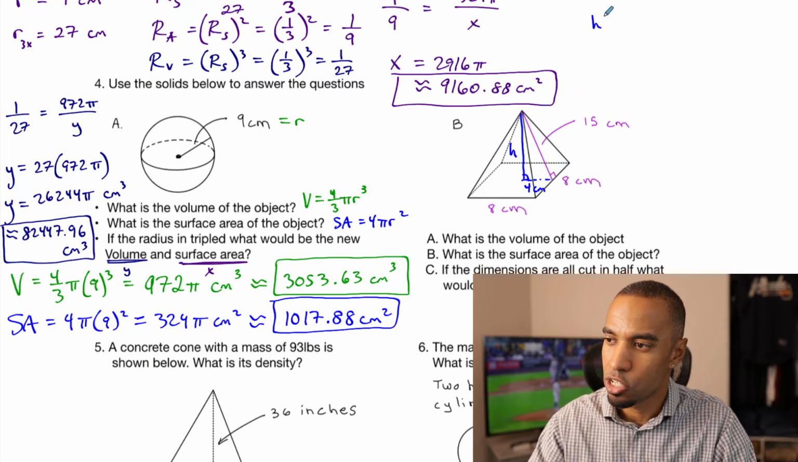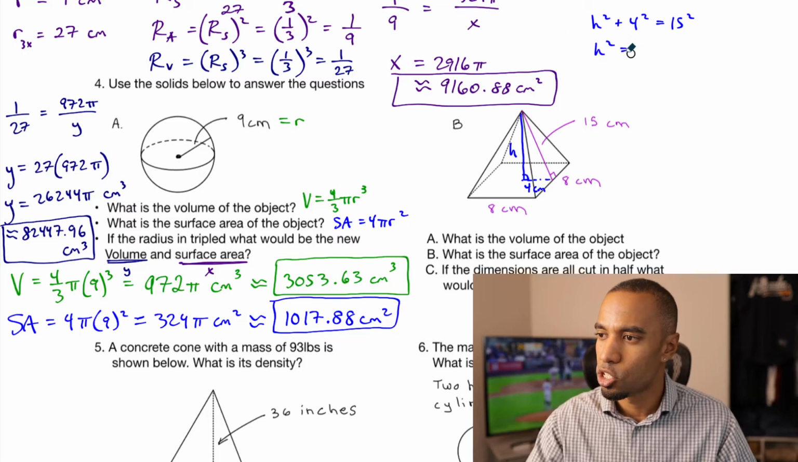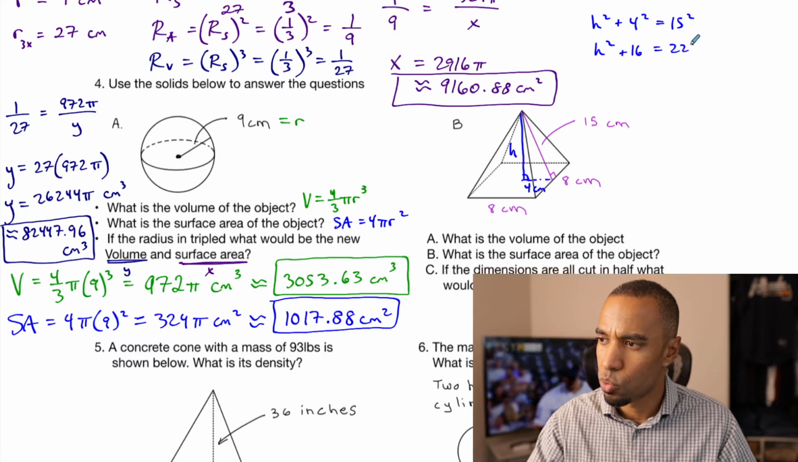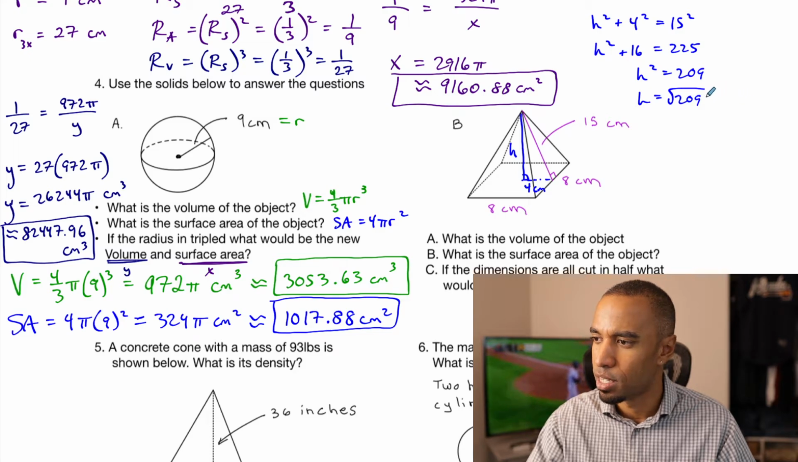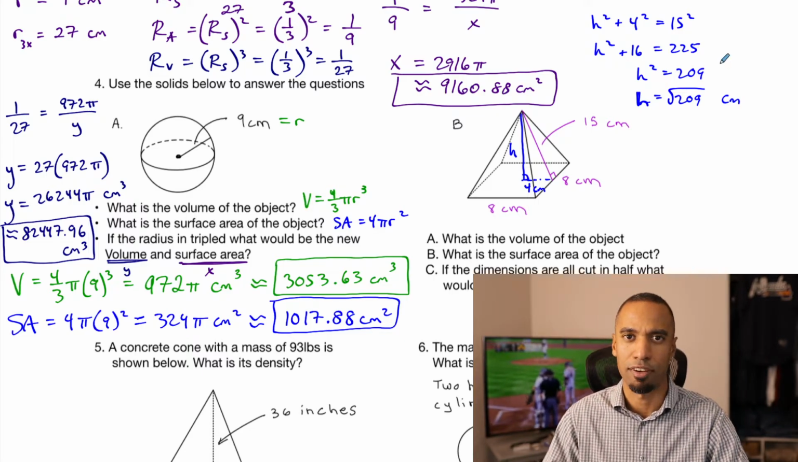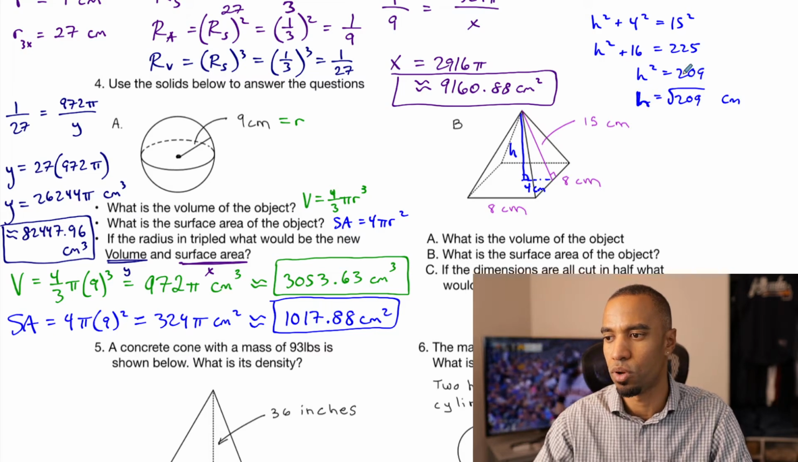So I have h squared plus 4 squared equals 15 squared. And h squared plus 16 equals 225. So h squared is 209. So h is the square root of 209 centimeters there. It's somewhere between 14 and 15, around 14 and a half, I imagine. But I'm not rounding it early, right? I'm going to leave the square root of 209 as long as I need it.